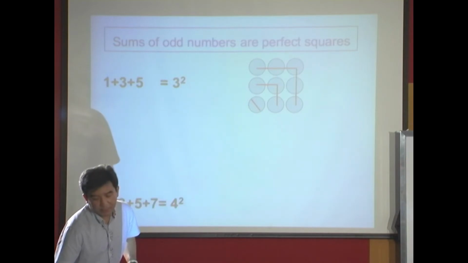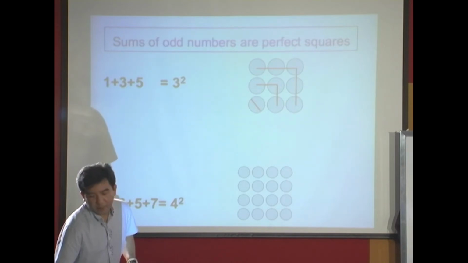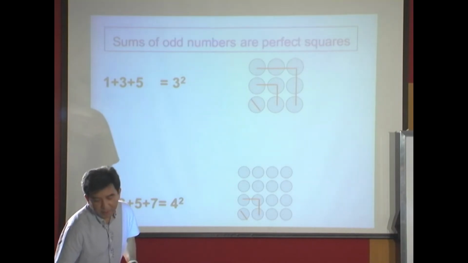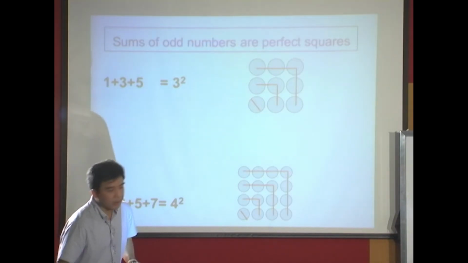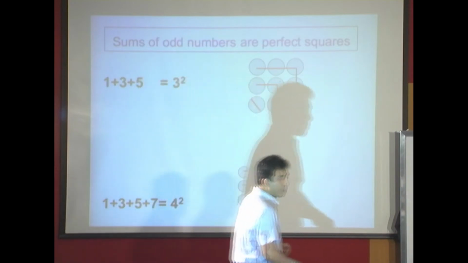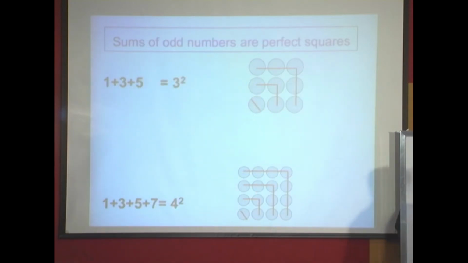And we do that again for the next perfect square. 1 plus 3 plus 5 plus 7 is 4 squared. And that's 1 plus 3 plus 5 plus 7. Now do you see how the pattern unfolds?